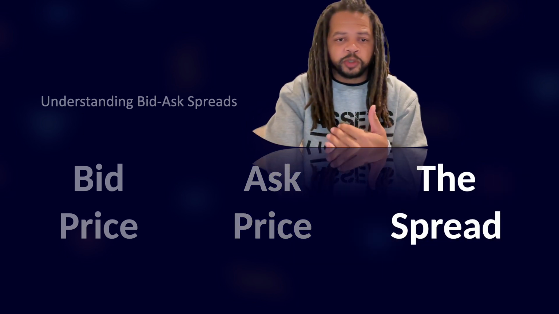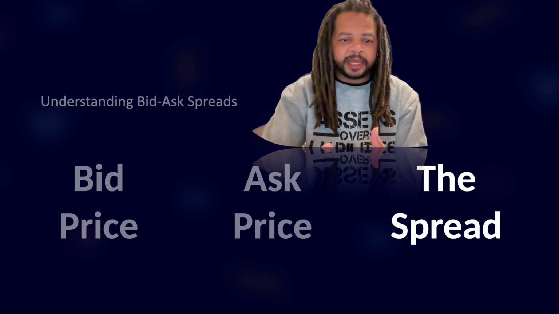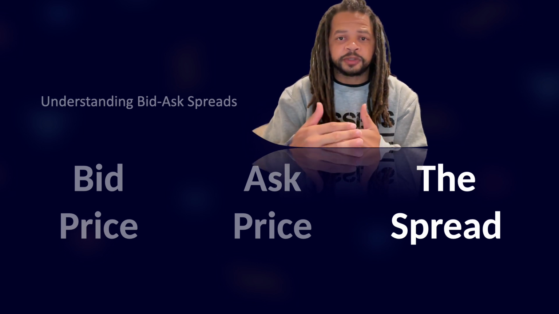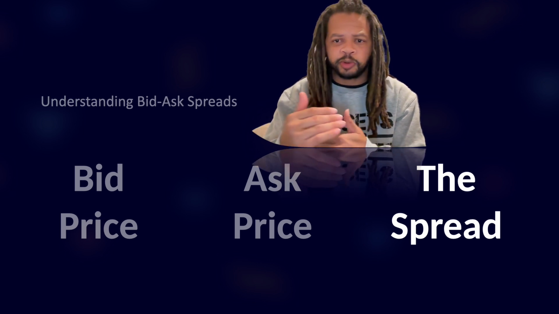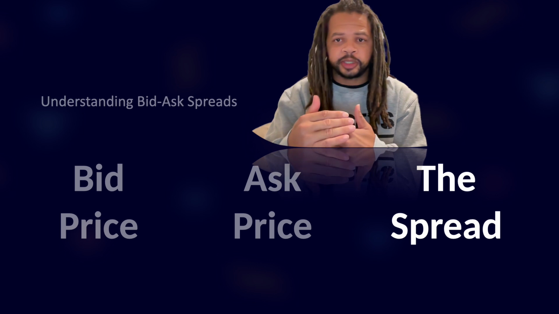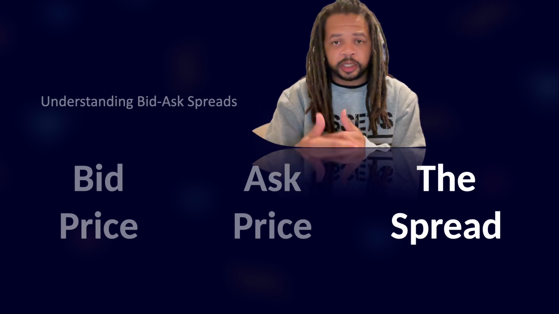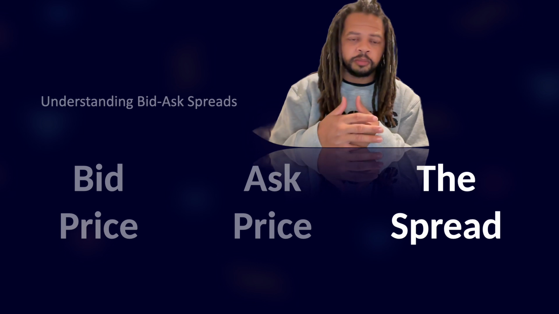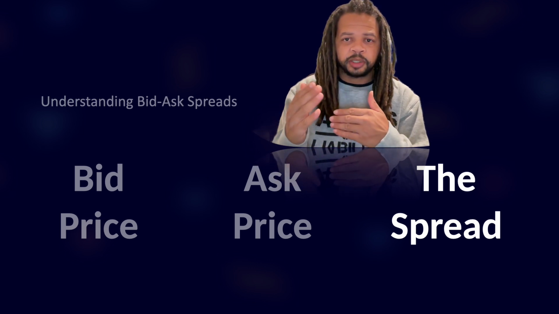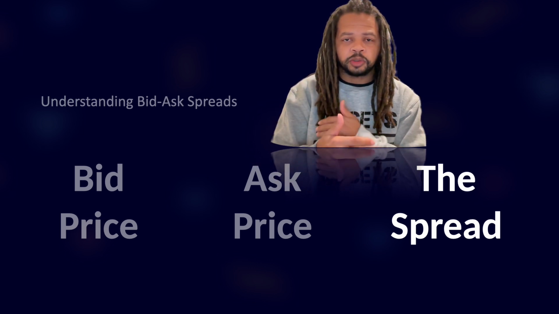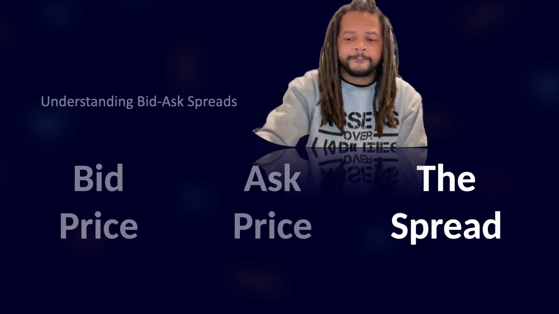And then we have what is known as the spread. The spread is the difference between the bid and ask prices. Tighter spreads indicate higher liquidity. And one thing that I wish I knew when I first started: when the bid and the ask are too far separated, those are the ones that you want to stay away from.